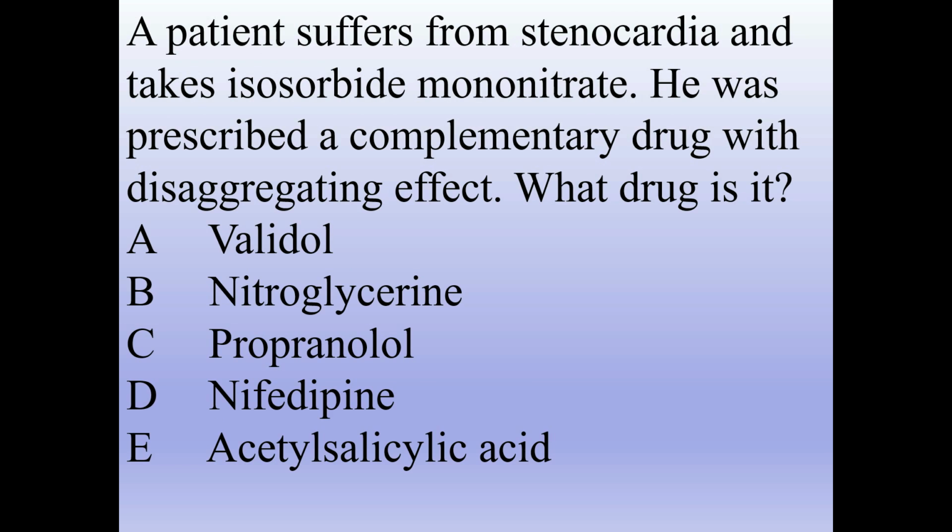A patient suffers from stenocardia and takes isosorbide mononitrate. He was prescribed a complementary drug with disaggregating effect. What drug is it? As you remember, I told you in central nervous system that aspirin in small doses, up to 100 milligrams, provides anti-aggregatory effect. So it is the correct answer.